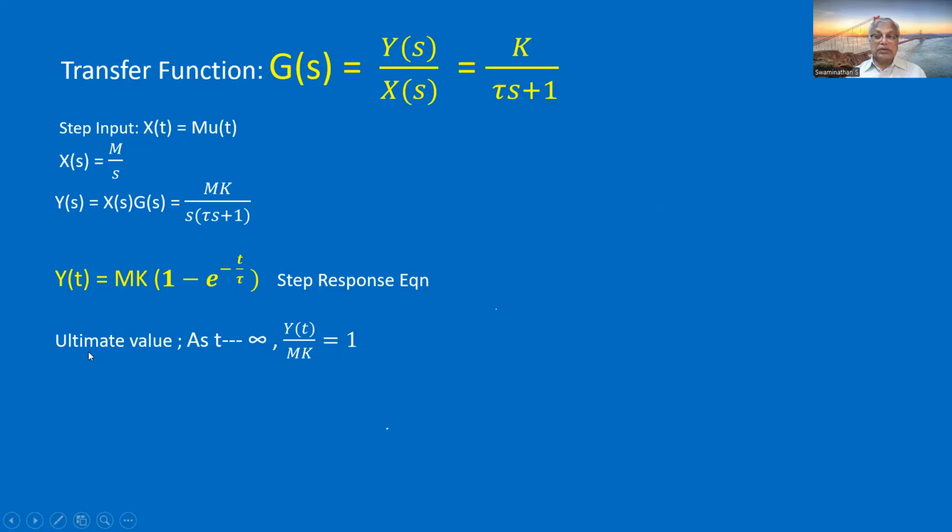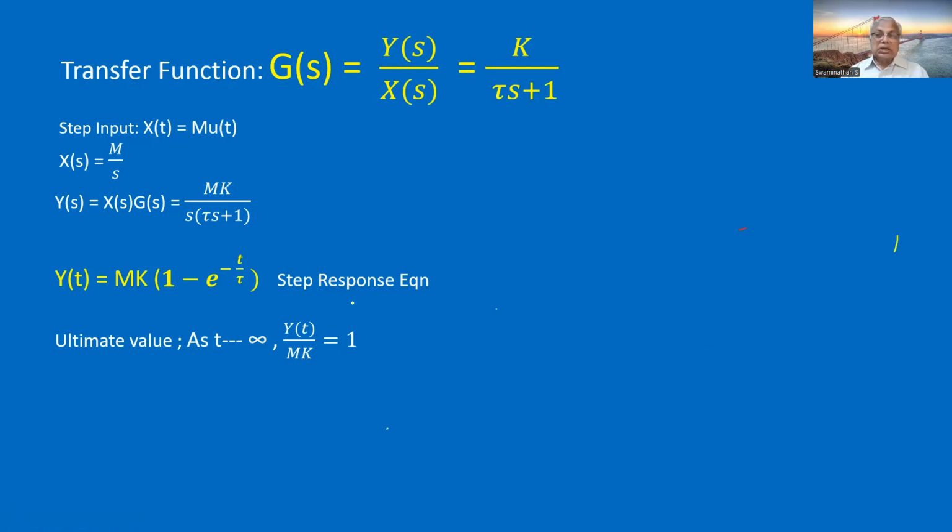So this is known as the ultimate value. What happens ultimately after infinite time? This y of t equals MK, or y of t by MK equals 1. So what is the meaning of this 1? That is what it attains as an ultimate value.